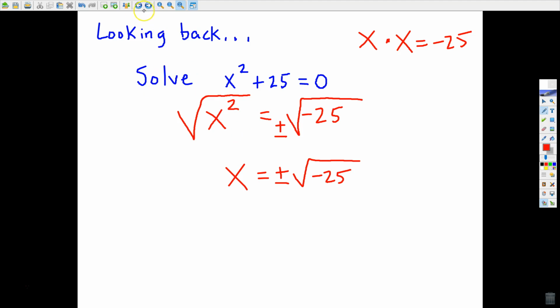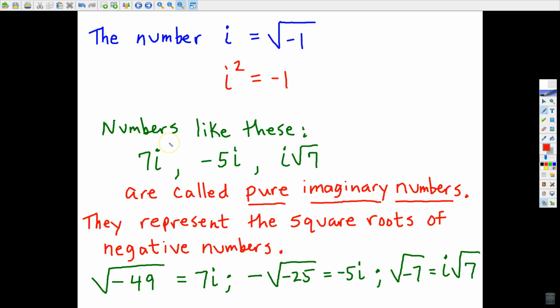Well, today, it's going to be possible, because we're going to open up for you a whole new set of numbers that are not part of the reals. These are called the set of complex numbers, and they're going to utilize this new number that we're going to talk about, the number i. The number i, if you want to think of this as a definition or just a truth, is literally equal to the square root of negative 1.